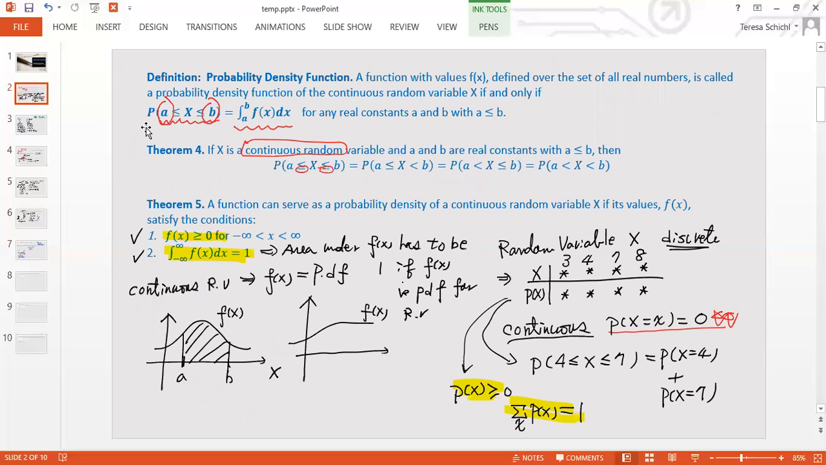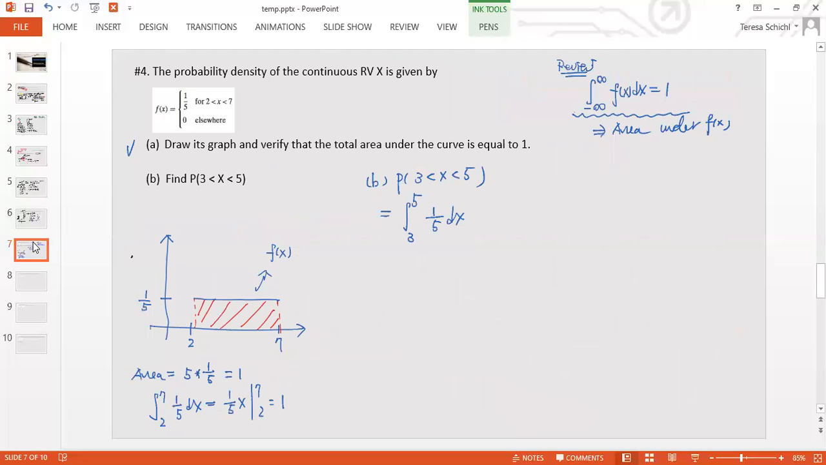So this is very, very important, right? This is the key. If you find the integration, that means you find the area between A and B. That means you find the probability of the random variable between A and B. So it's the same thing we discussed in our first video. Okay, so let's go back here.